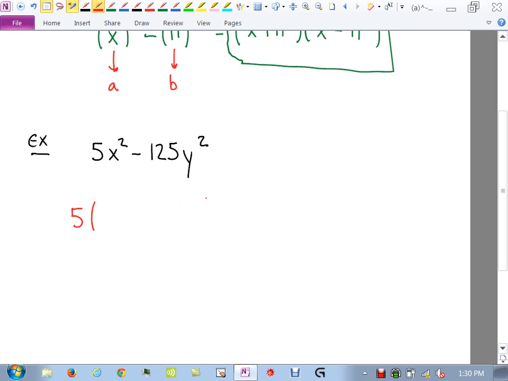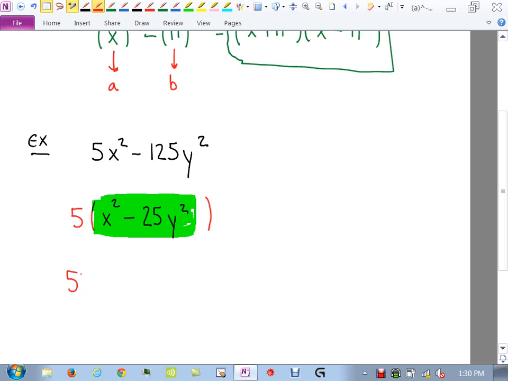If I pull a 5 out, what am I left with? X squared minus, 5 times what gives me 125? 25. And then y squared. You'll see that? So I pull a 5 out of both terms. Now, look at the inside of that parentheses. That has 2 terms, right? Does it look like a difference of squares? Does it look like something squared minus something squared? Yes? Okay, what's the first one? The first one is just x squared, right?